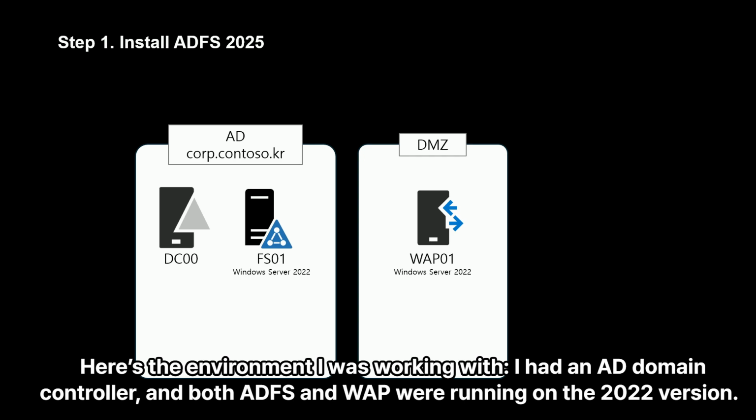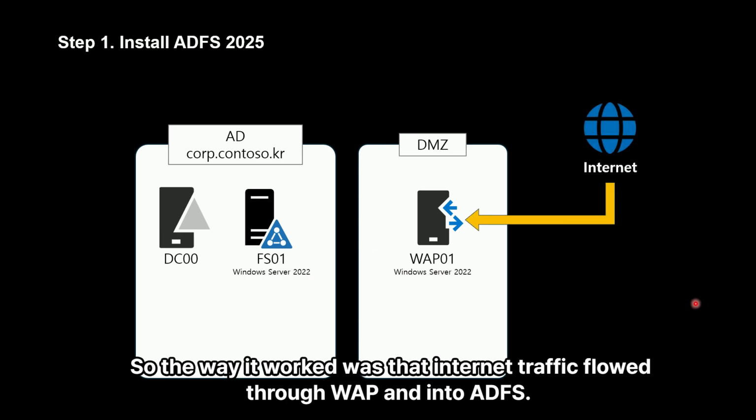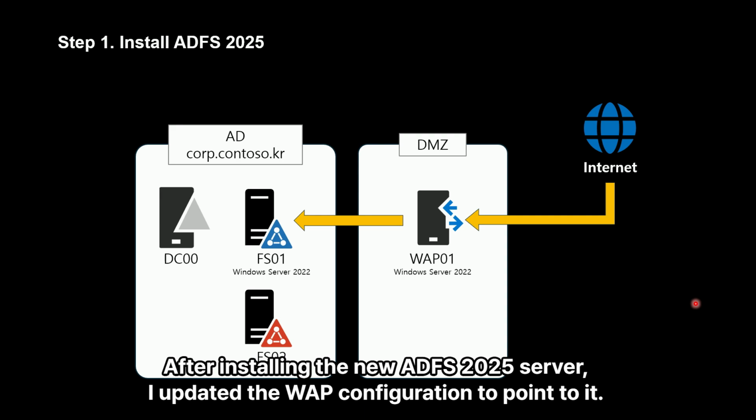Here's the environment I was working with. I had an AD domain controller and both ADFS and WAP were running on the 2022 version. The WAP server wasn't joined to the domain, it was set up in the DMZ. So, the way it worked was that internet traffic flowed through WAP and into ADFS. After installing the new ADFS 2025 server, I updated the WAP configuration to point to it.